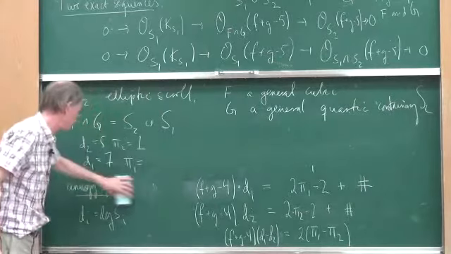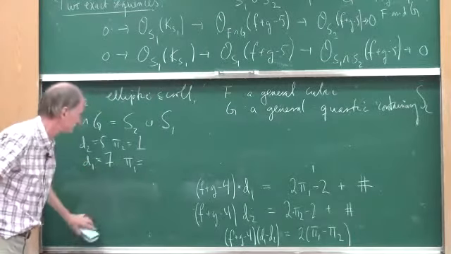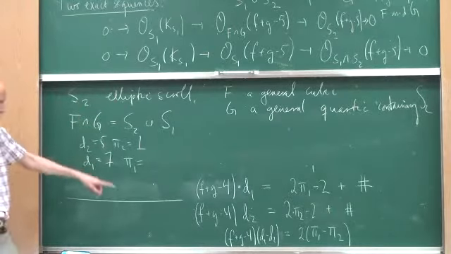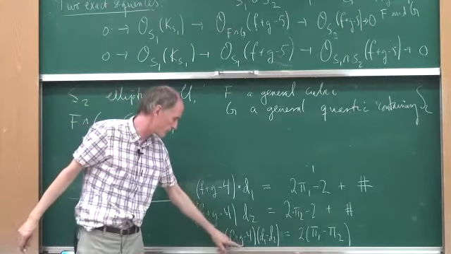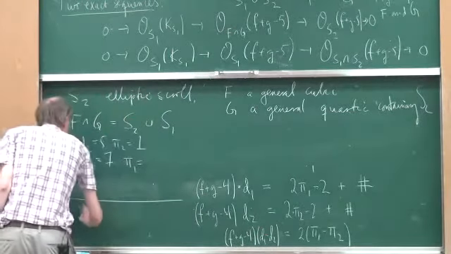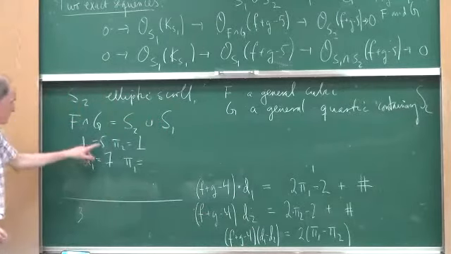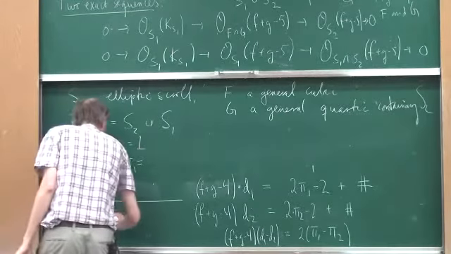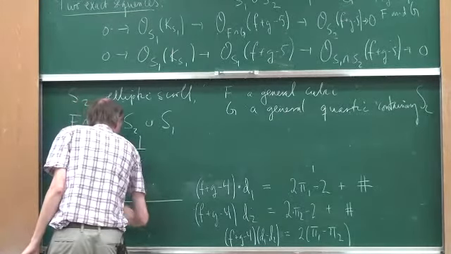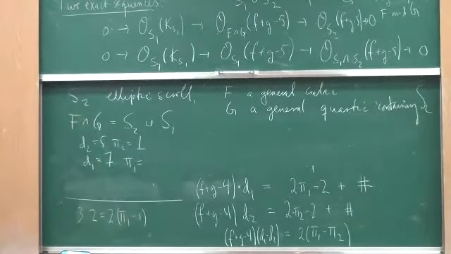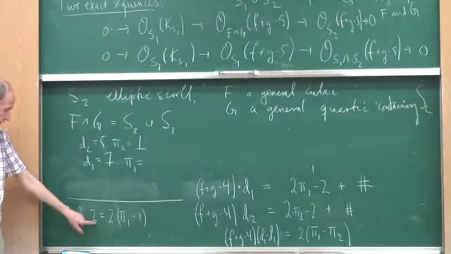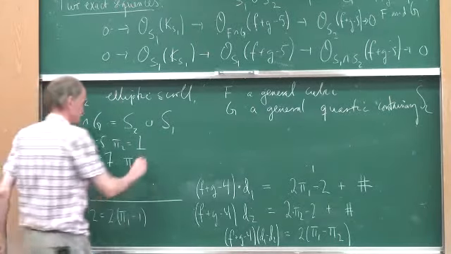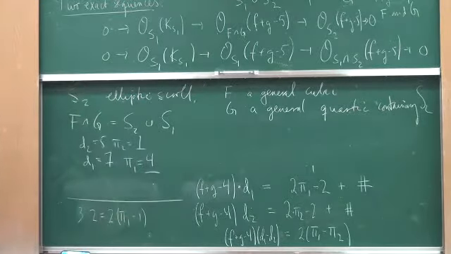Well, so what do I get if I put in 3 and 4? 3 plus 4 minus 4, that's 3 times the difference of the 2 degrees. 7 minus 5 is 2. Is equal to 2 times pi 1 minus 1. Okay, so this is 6. So therefore 2 times 3 is 6, so pi 1 is 4. Pi 1 is 4.